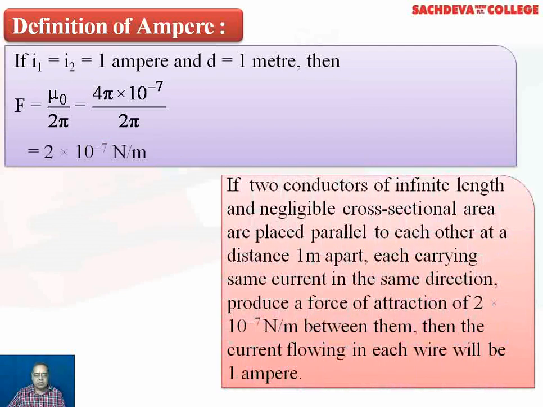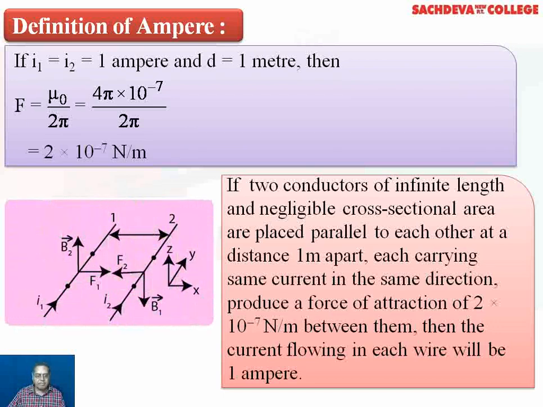If two conductors of finite length and negligible cross-sectional area are placed parallel to each other at a distance of 1 meter apart, each carrying the same current in the same direction, and produce a force of attraction of 2 into 10 to the power minus 7 newton per meter between them, then the current flowing in each wire will be 1 ampere. You can check the figure. If the currents are in the same direction, attraction will take place. D is the distance between the two parallel wires.